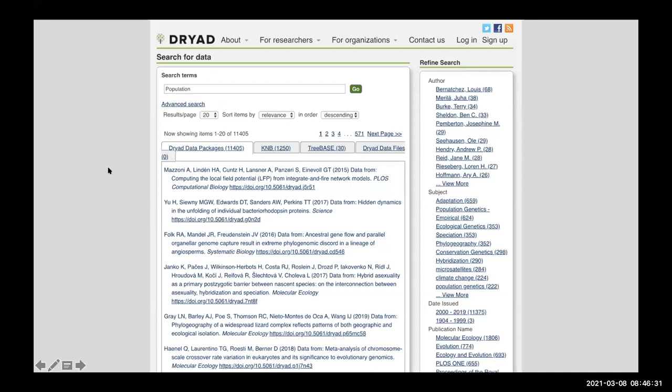There are lots of data packages at Dryad, where when you publish a paper, frequently you're requested to deposit your data. And so I did a search for population, and I got: computing the local field potential from integrate and fire network models, hidden dynamics in the unfolding of individual bacterial rhodopsin proteins, ancestral gene flow and parallel organellar genome capture. So right away you see extreme heterogeneity. Okay, it's going to be hard to find the data we want.